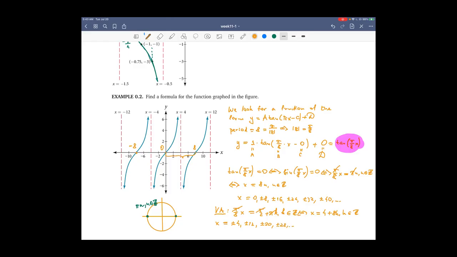And indeed, we see that the lines x equals 12, x equals 4, x equals negative 4, and x equals negative 12 are vertical asymptotes of this function. So this confirms that this graph is indeed that of tangent of pi over 8 times x.